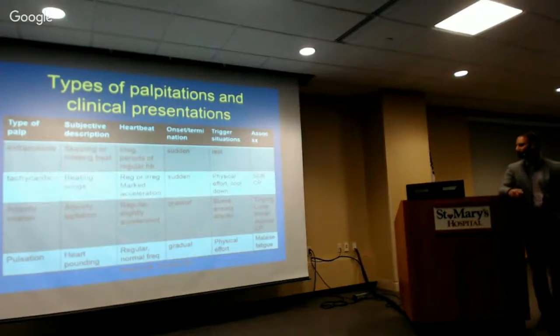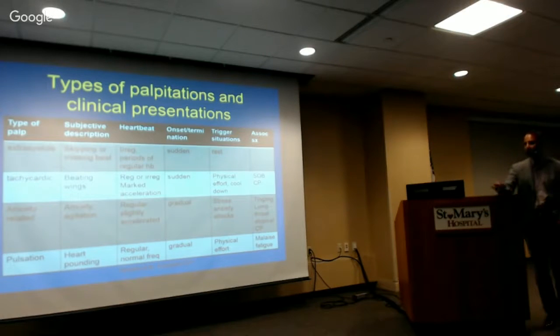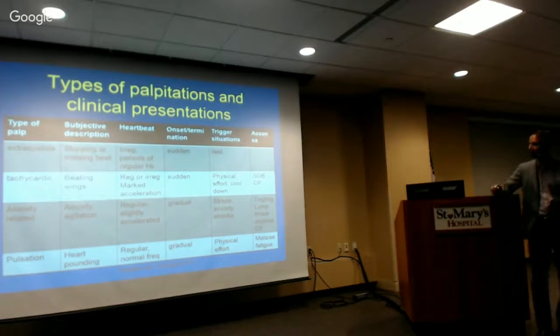This is a chart from the European guidelines to palpitations that I borrowed, and basically it lists each type of palpitation, the type of palpitations they have, and subjective description. This is obviously not clear cut. There's a lot of overlap, but people that have, for example, PACs and PVCs, they'll typically describe that they're missing a beat or skipping a beat.